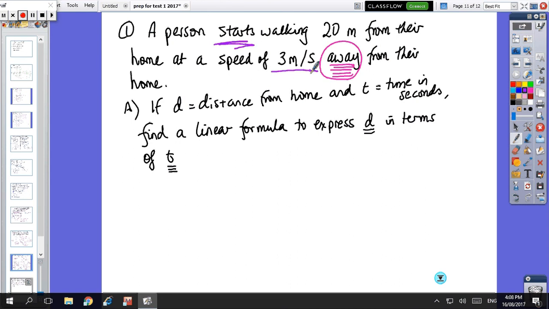So pause, and when you're ready, come back live. Okay, so the distance is, he starts at 30 metres, so regardless of the time, he's 30 metres away, and then for every second, he's walking 3 metres. So the distance away from home is 30 plus 3t. He's going away from home. So he starts at 30, like the y-intercept, and then he's going away at 3 metres per second.